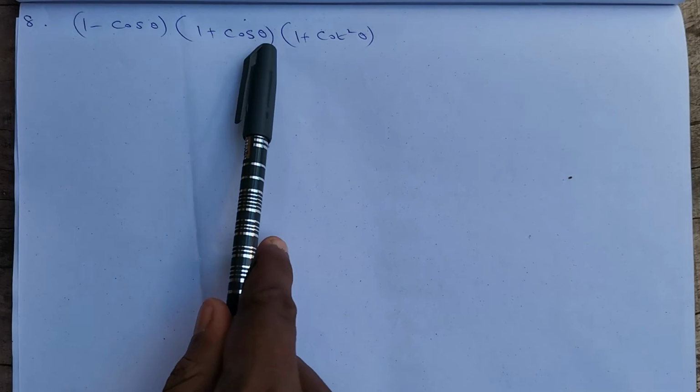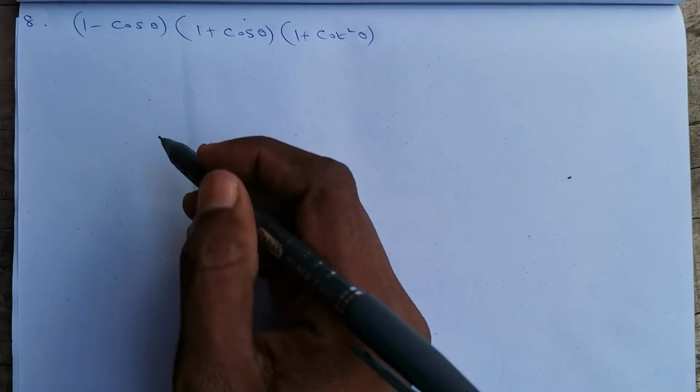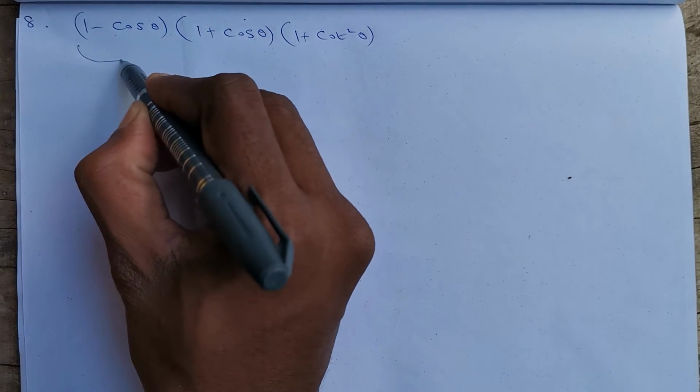Next, question number 8: (1 minus cos theta) into (1 plus cos theta) into (1 plus cot square theta). If we observe the first two clearly, 1 minus cos theta into 1 plus cos theta is in the form of (a minus b) into (a plus b), which is equals to a square minus b square.